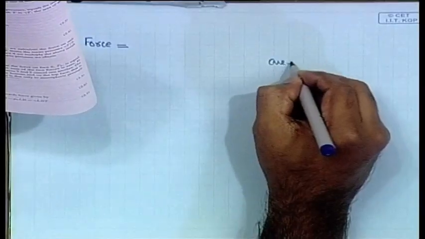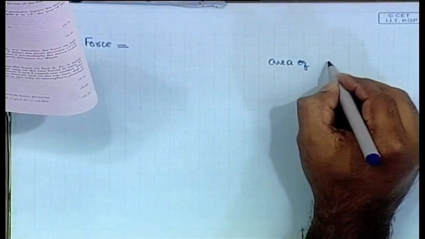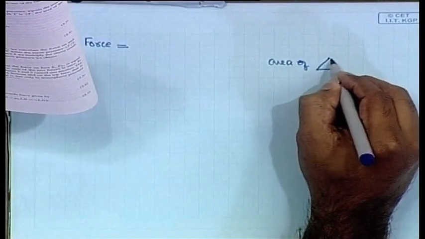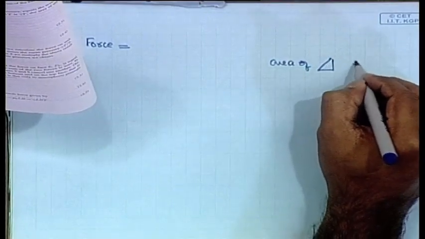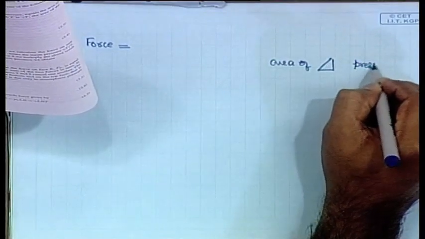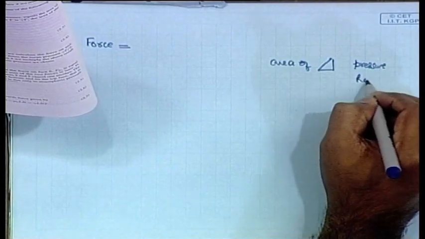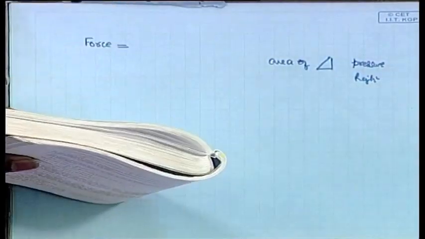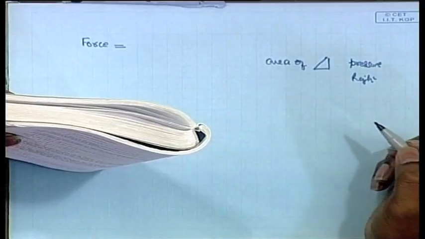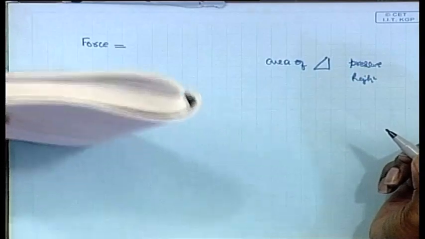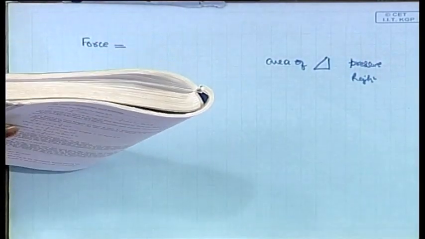Now, if you take the area of the triangle, one side is pressure and the other side is height. You know that the area under a curve will give the force, pressure into height. Do you understand what I am saying? The area of this triangle will actually give you the force.